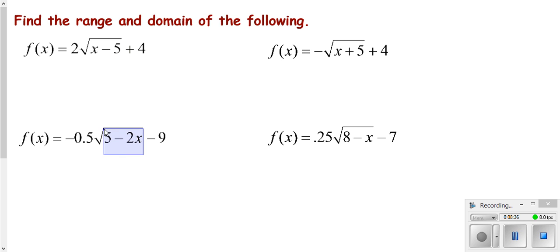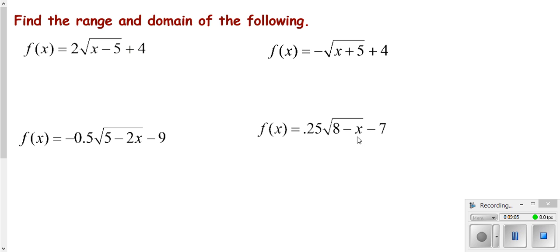For your domain here, what's on the inside, greater than or equal to 0. 5 minus 2x greater than or equal to 0. You get -2x greater than or equal to -5. And then you get x to be less than or equal to 5/2. For your range, you're getting out negatives, so this is less than or equal to 0. Less than or equal to 0 minus 9 would be less than or equal to -9 for your range.